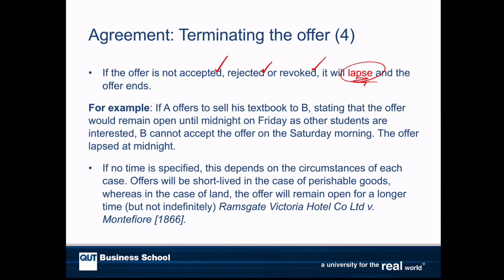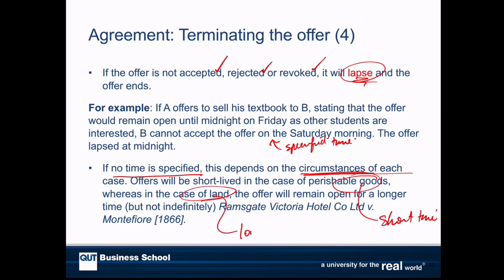So you can lapse, as in this example, for a specified time. So that example that I just had about selling my computer open to Monday, that will lapse at the end of that period. But if you don't specify a time, then it will depend on the circumstances of the case. So for instance, if you have perishable goods, it will lapse after a reasonable period, a short time. But in the case of, say, land or something that doesn't go off, that will actually be a longer time. And the courts look at that on a fact-by-fact situation, okay?